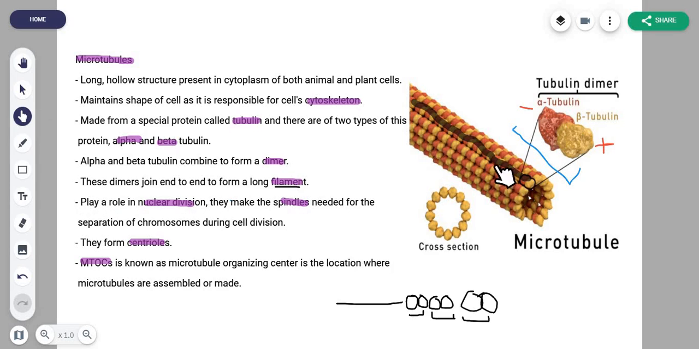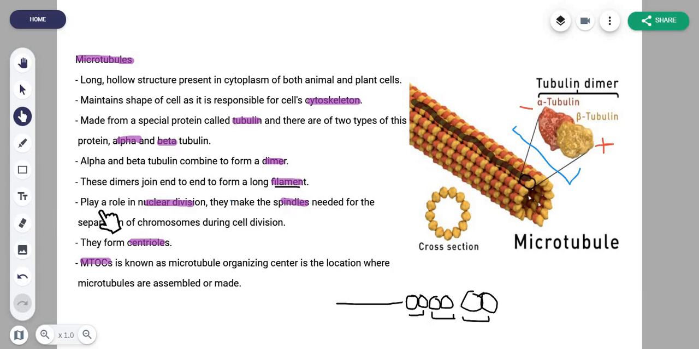So when many of these filaments join alongside each other in a hollow, cylindrical form, right, then they form the microtubule. So many filaments join alongside each other in a circular, cylindrical pattern, and a microtubule is formed. Okay. So what is the function of the microtubule?